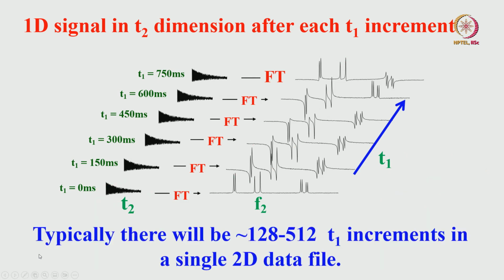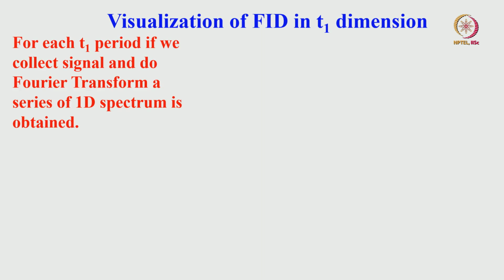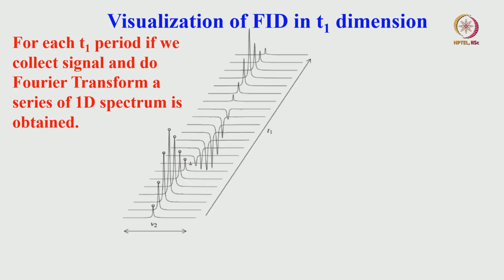And typically, if you collect not 1 or 2 points, about 100 to 120 to 512 T1 points will do, collect in a single data file, and then what is going to happen is we create an FID in the T1 dimension. It is a pseudo FID. Artificially we create an FID. For each T1 period, if you collect the signal and do Fourier transformation, we get a series of 1D spectra like this, a series of 1D spectra for each T1 point. But look at it now, intensity. Is it not oscillating? It is going like that. It is an oscillatory function.